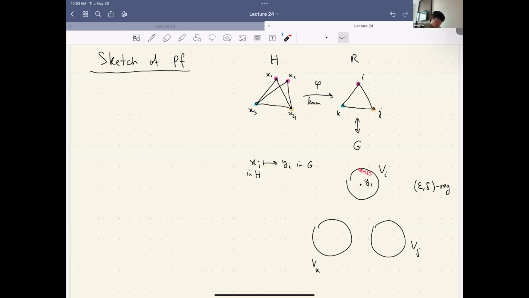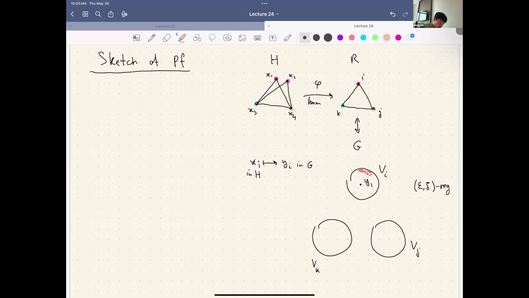So after we do this step, mapping x1 to y1, we need to do some update. What do I mean by that? After we map x1 to y1, we put restrictions on vi and vj and vk. Why? Because we're going to map x3. We know that x3 under phi is going to be mapped to vk.